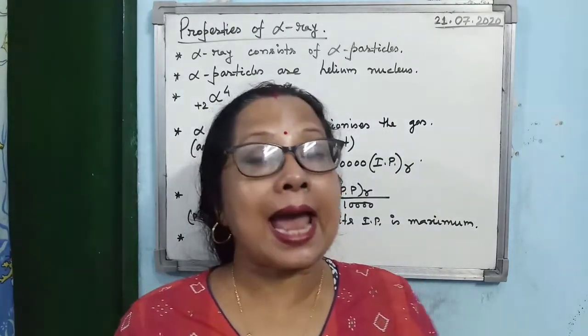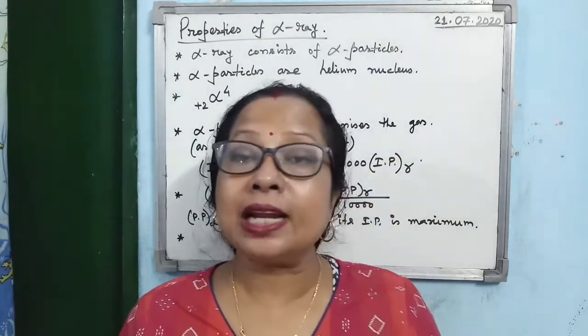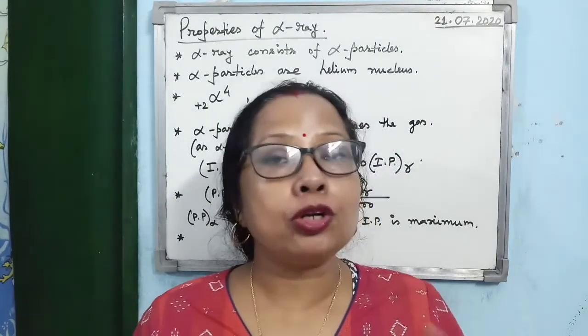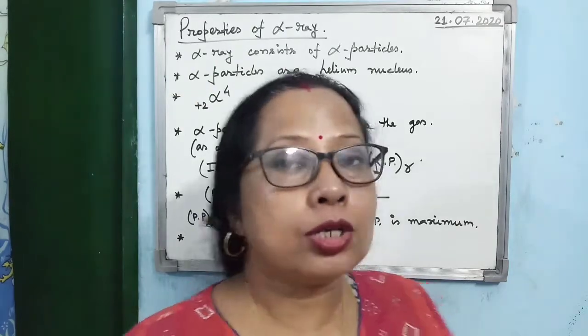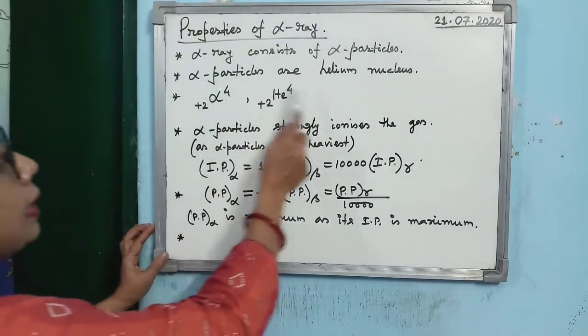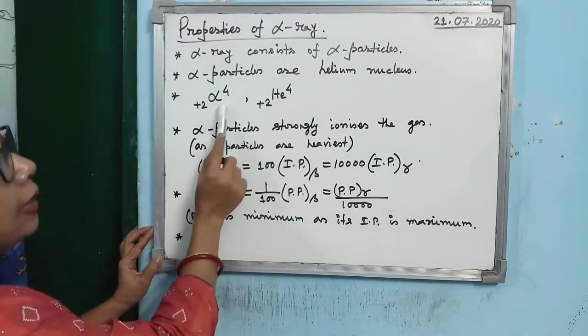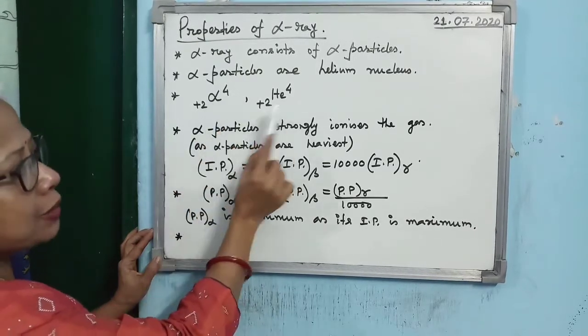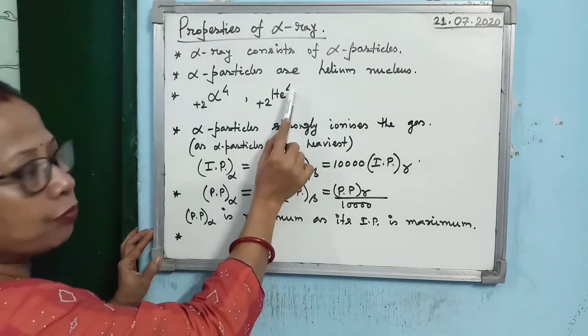So, what is the atomic number of alpha particle? Plus 2. And what is the mass number? 2 protons, 2 neutrons means how much? 4. So, you see, the symbol for alpha particle is like this, +2 alpha 4, or sometimes you may write it +2 helium 4.